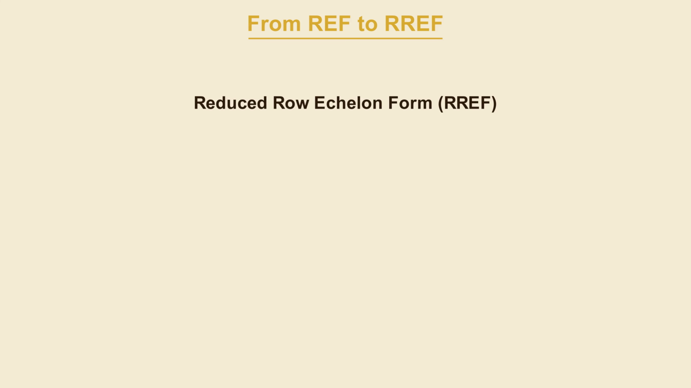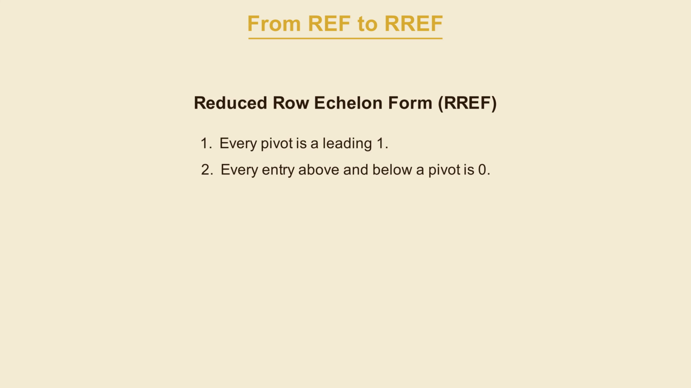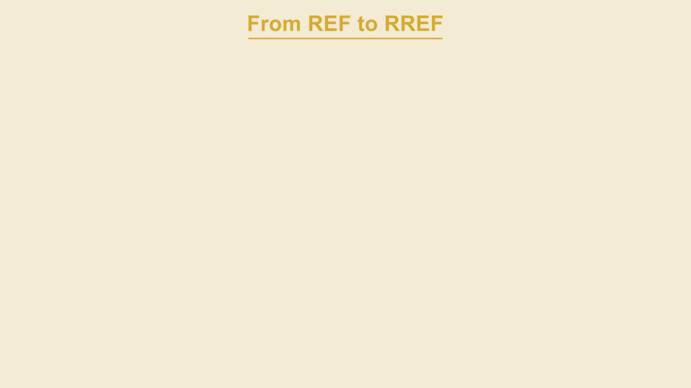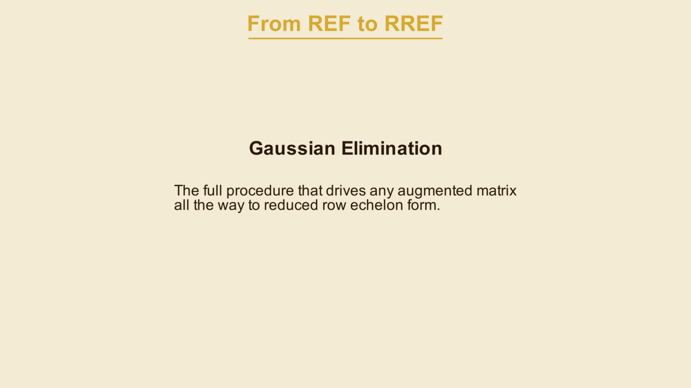The cleaner target form is called reduced row echelon form, or RREF for short. Once an augmented matrix is in reduced row echelon form, the solution is naturally just sitting there in the last column. There's no need for back substitution, no second step at the end, you just read it off. Getting from row echelon form to reduced row echelon form only requires the exact same row operations that we've already been using. The full procedure that takes any augmented matrix all the way to reduced row echelon form is called Gaussian elimination. You may also see this called Gauss-Jordan elimination after the two mathematicians who developed it.